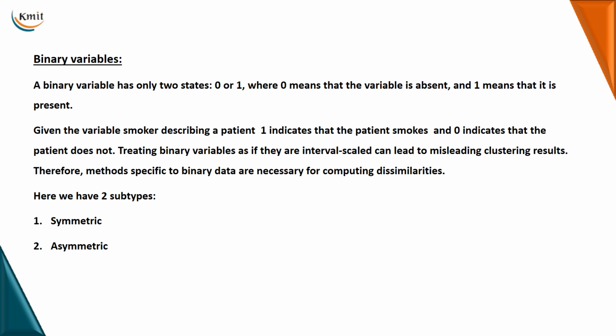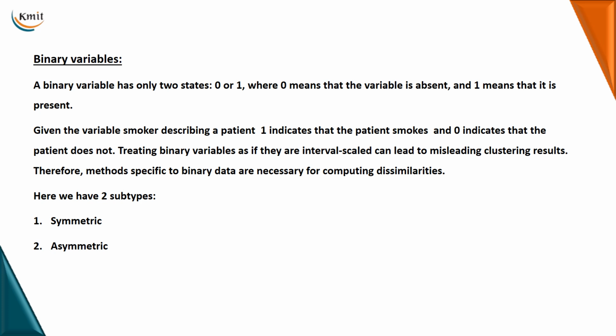You can see here. Given the variable smoker describing a patient, 1 indicates that the patient smokes and 0 indicates that the patient does not smoke. Treating binary variables as if they are interval scale can lead to misleading clustering results. Therefore, methods specific to binary data are necessary for computing your dissimilarities. This is about your binary variables.